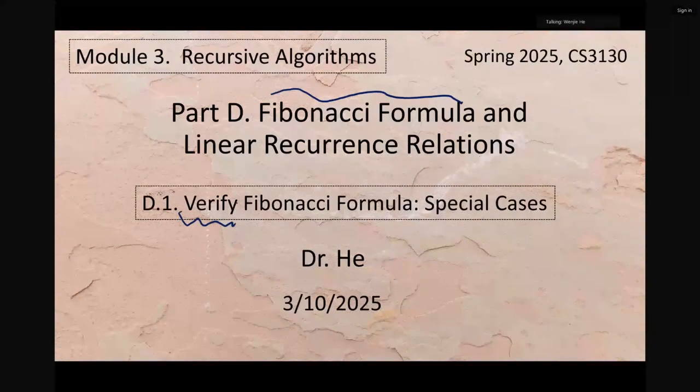So, two different ways to prove the Fibonacci formula. All right. Verify. We know verification is usually much easier than discovery of a new formula. Verification, we have that formula, right? We just verify it. That should be much easier. But discovery, you don't know the formula, so you need to find it.